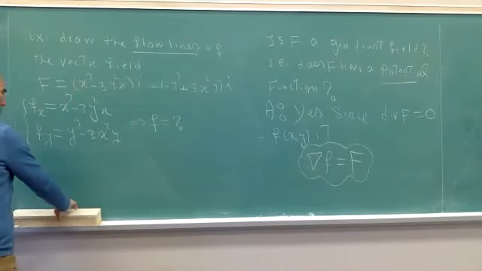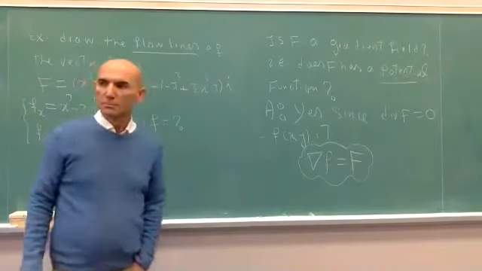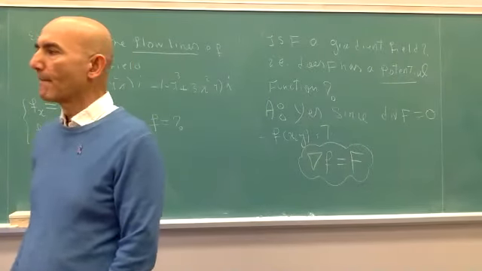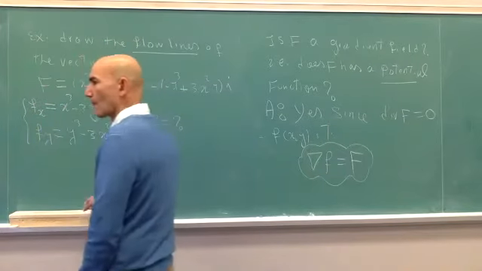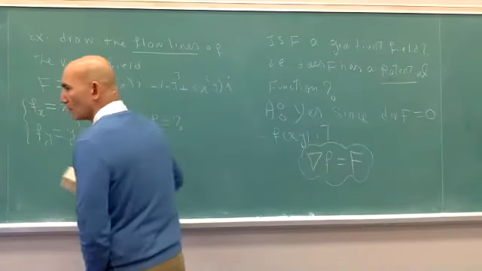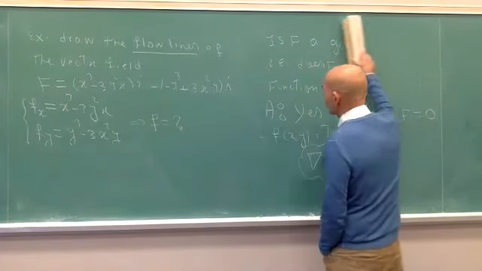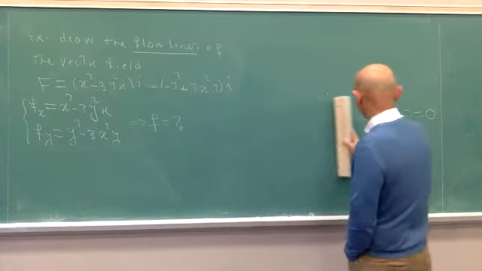Did you find the potential? 2 minutes passed, yes. What did you find? x to the 4th over 4 plus y to the 4th over 4 minus 3y squared x squared over 2 plus C. That sounds right. I think that's correct. So let's do it together now.